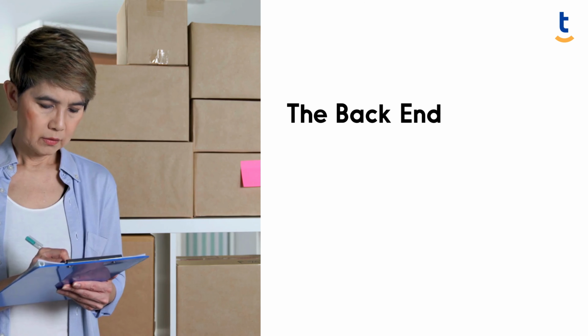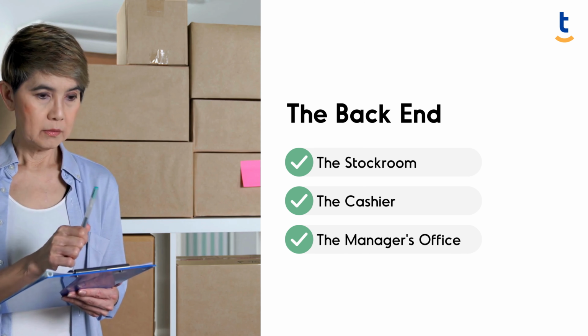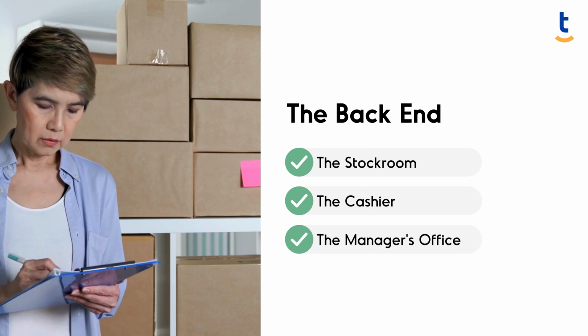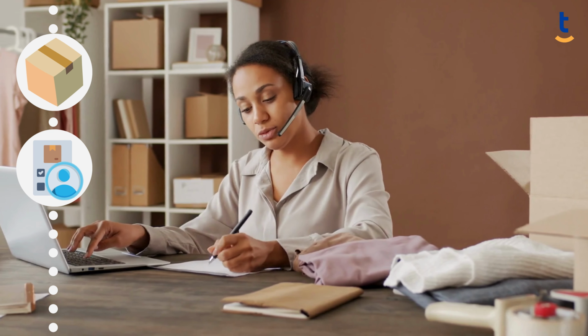The back end, on the other hand, is like the stockroom, the cashier, and the manager's office all rolled into one. It's where all the data about the products, orders, and customers is managed. It's also where important operations like payment processing take place.